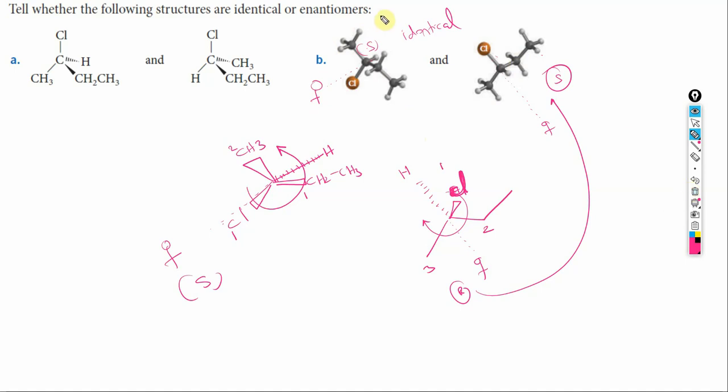And I would suggest you to build a molecular model. Take two different models, build this, and see whether you are able to superimpose them. And if you did it right, you will be able to superimpose this structure onto the other structure, and therefore they are identical molecules.